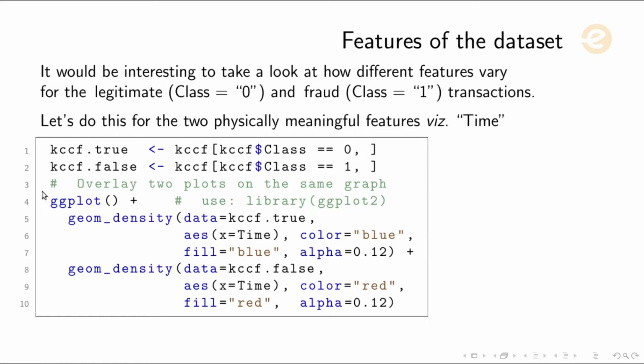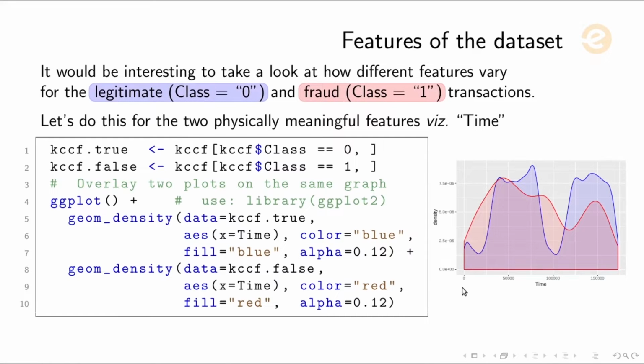Now once we run this 10-line code on RStudio, we get a plot of this kind where time is plotted on the x-axis, and this is the density of the transactions that happen. The blue is for the legitimate transactions, whereas the red is for the fraud transactions, as we have indicated our preferred colors here. Now let's see how we can catch those fraudsters red-handed.